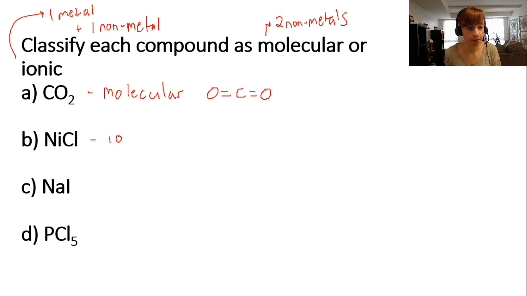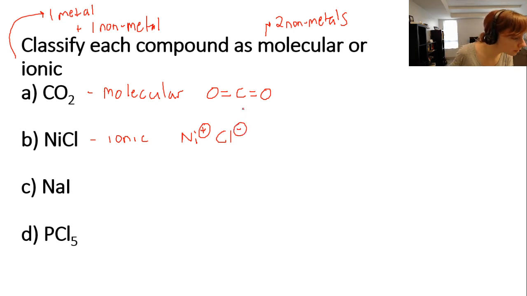Nickel chloride, so nickel is a metal, but chlorine is a nonmetal. So this is an ionic bond. This means that they're not attached to each other by a physical bond, but they are attracted to each other by an ionic bond. Nickel is positively charged, chlorine is negatively charged.